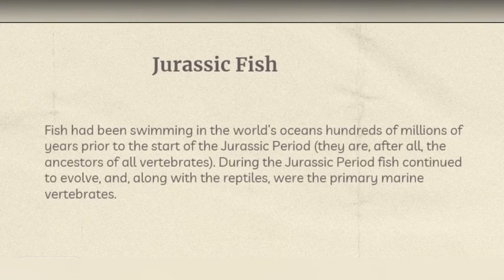Jurassic fish. Fish had been swimming in the world's oceans hundreds of millions of years prior to the start of the Jurassic period. They are, after all, the ancestors of all vertebrates. During the Jurassic period, fish continued to evolve, and, along with the reptiles, were the primary marine vertebrates.